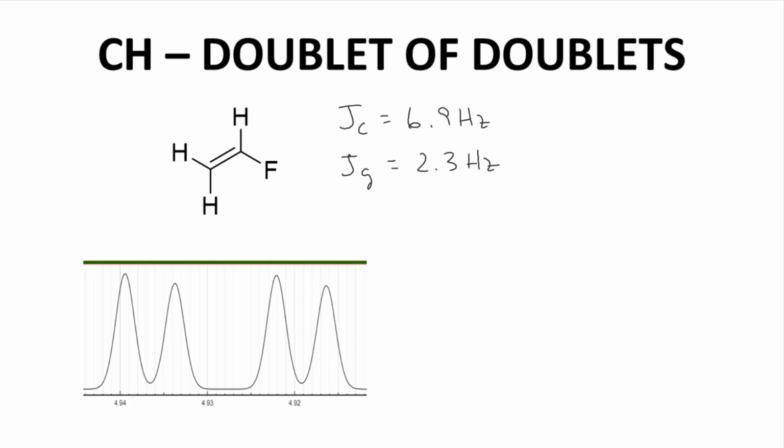How do we report it? The center of the signal is 4.93 ppm. Multiplicity is DD. Integration is 1 hydrogen. J equals 2.3 and 6.9 hertz.